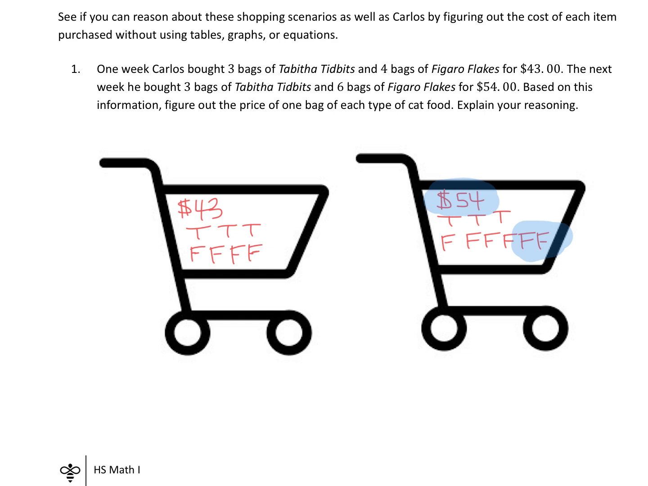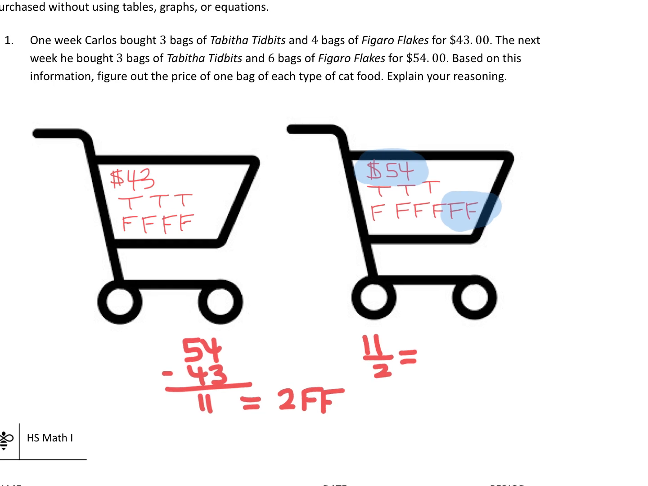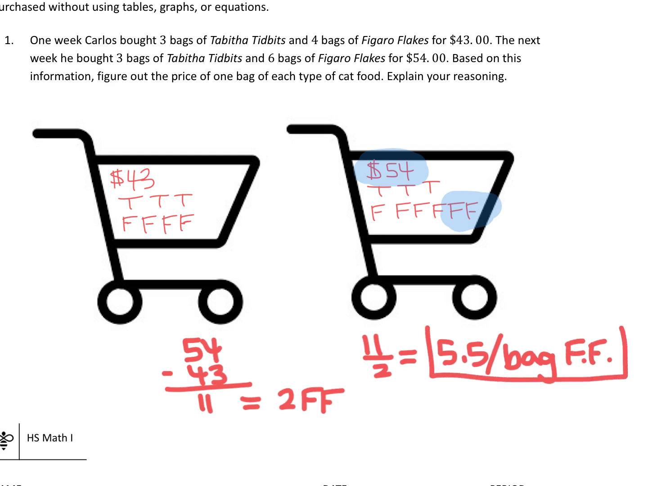So let's figure out what that extra cost is. Let's just subtract our 2 carts. 54 minus 43, that's $11. So $11 must be the 2 Figaro Flakes. Since there are 2 of them, let's divide that 11 by 2. So it looks like Figaro Flakes is $5.50 each, so $5.50 per bag of Figaro Flakes. Okay, so that is just reasoning through it.